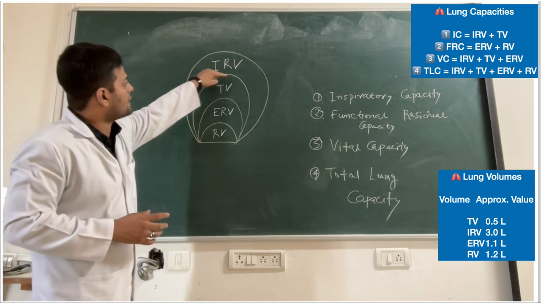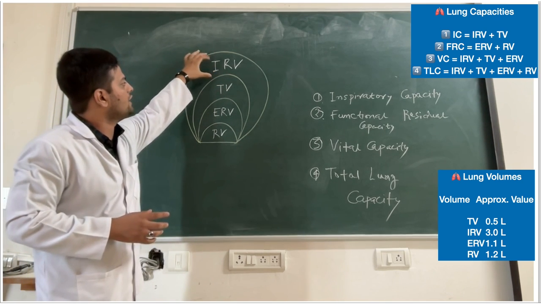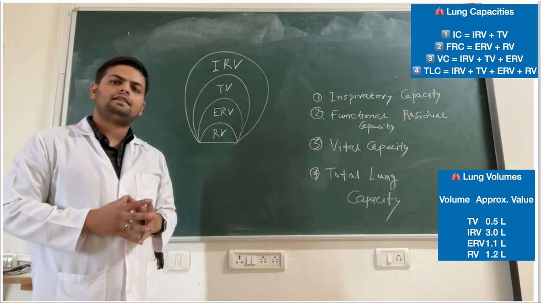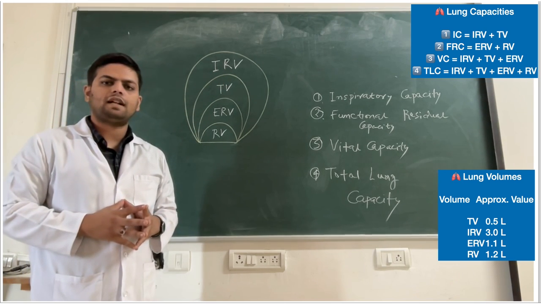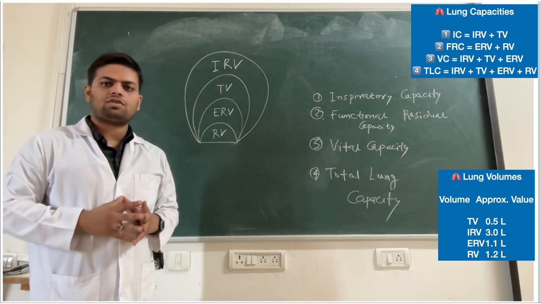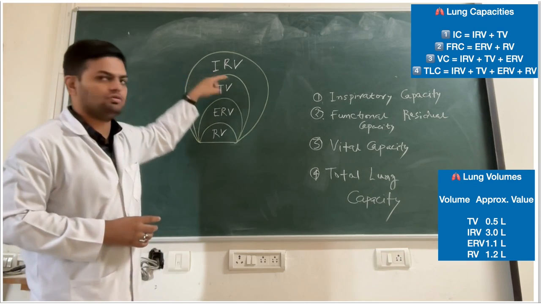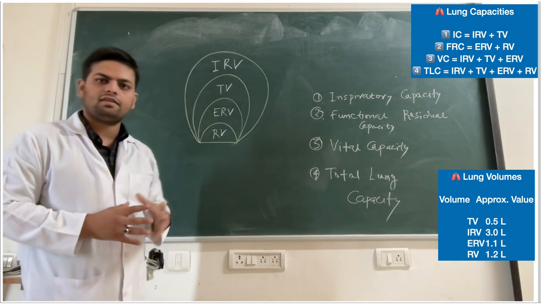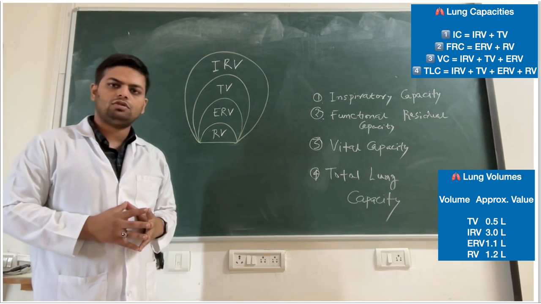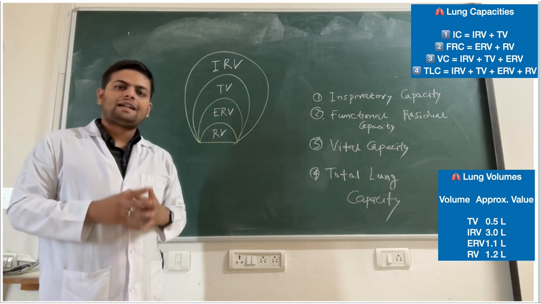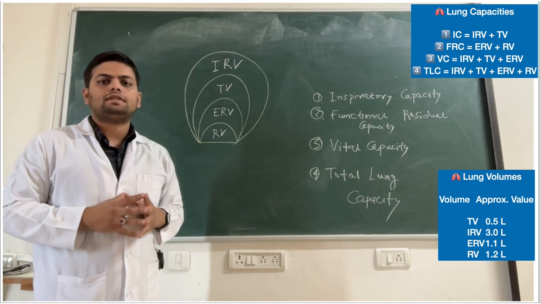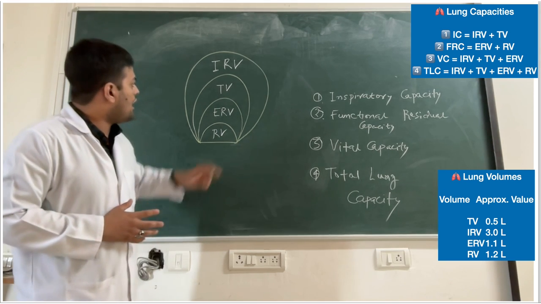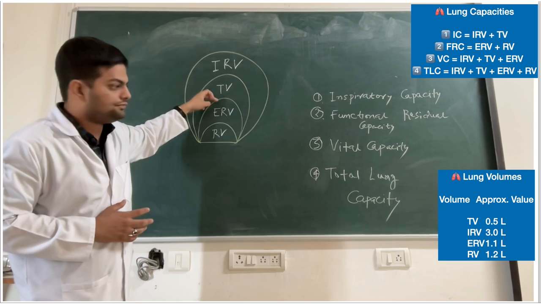About this tidal volume, at the top of this diagram, this over here is inspiratory reserve volume. Inspiratory reserve volume is the extra volume of air a person can inspire by forceful inspiration over and above the tidal volume. Below this tidal volume, this over here is expiratory reserve volume. Expiratory reserve volume is the maximum extra volume of air a person can expire by forceful expiration after the normal tidal expiration.